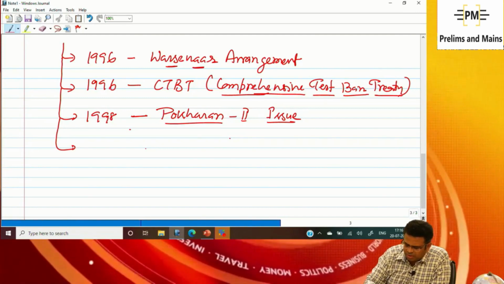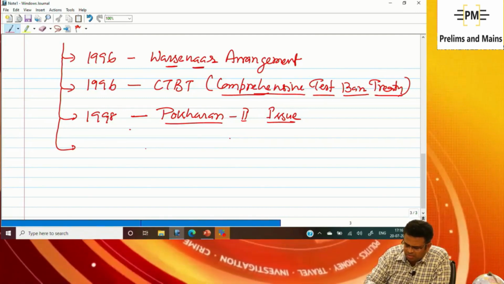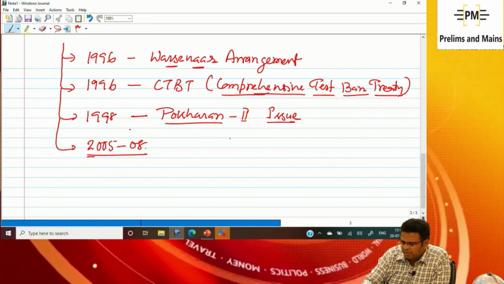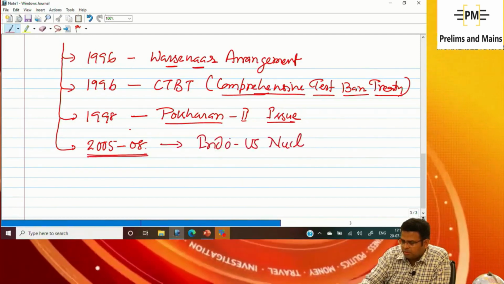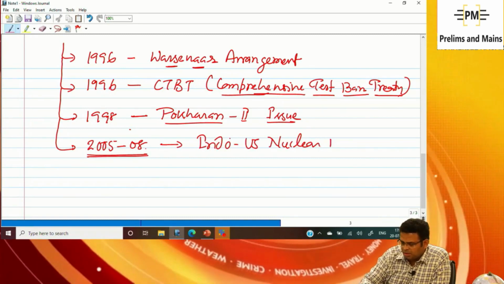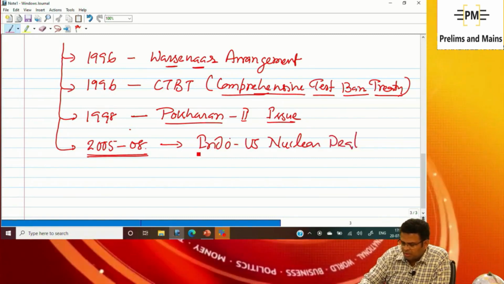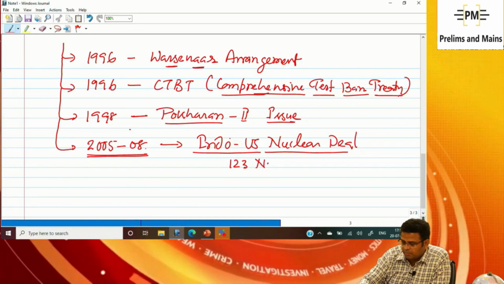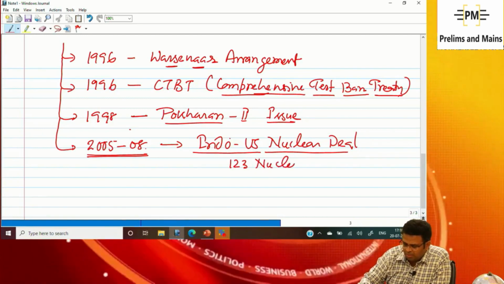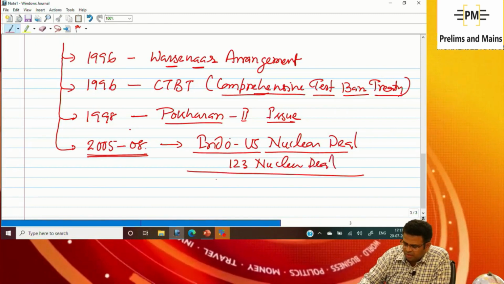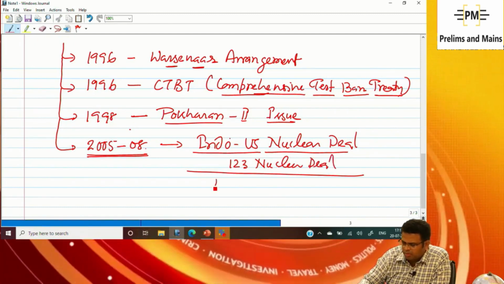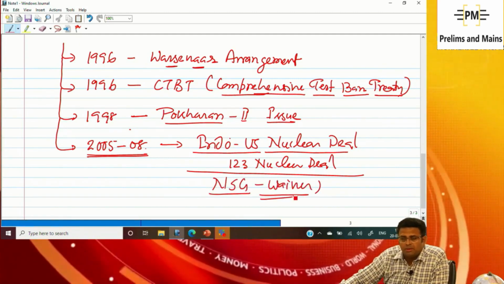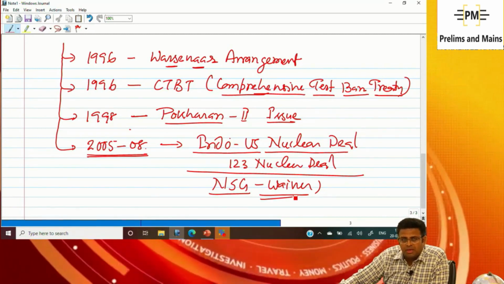Around 2005 to 2008, during that period, the Indo-US nuclear deal, also known as the 1-2-3 nuclear deal, took place. One more point about it is the NSG waiver, the Nuclear Suppliers Group waiver. India is not able to become a member of it, but it is getting an NSG waiver.